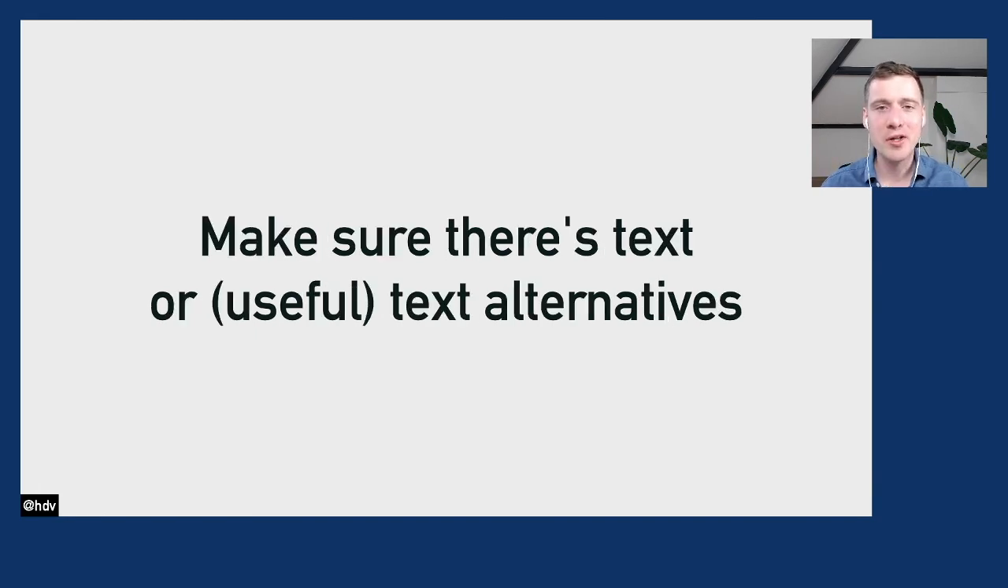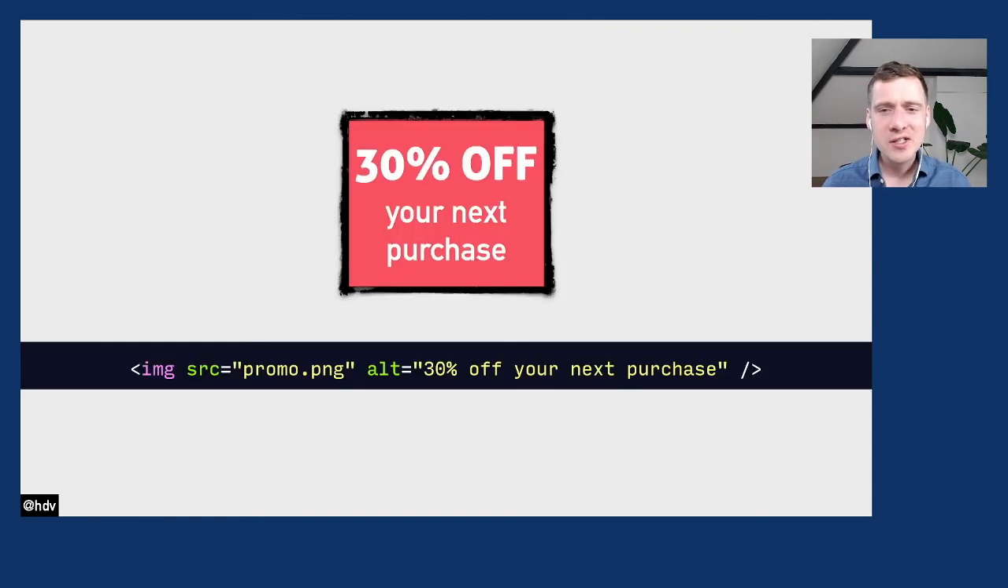And it's also important, if you don't have text, to make sure that there are text alternatives. For instance, if you have an image that says 30% off your next purchase, and this image was particularly difficult to put in text because the font was very expensive or something like that, and you decided to put it in an image, really make sure that the alt attribute has the contents of the image in it, so that everyone can enjoy that discount and is aware of it.